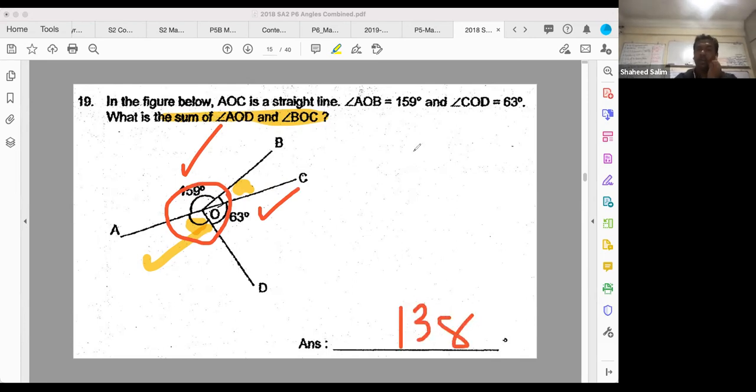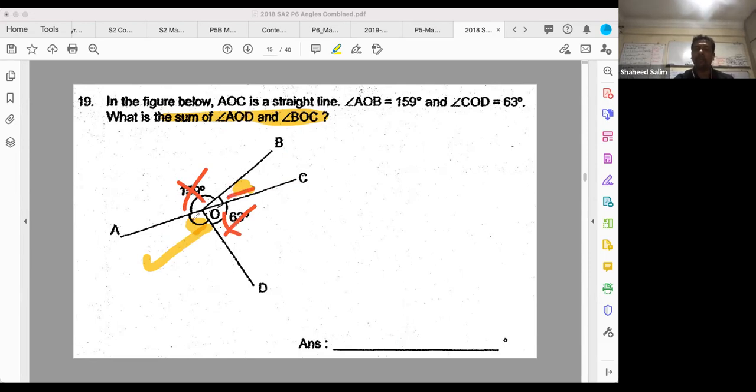You don't believe, you try using a calculator. 360, because the whole thing is 360, you minus this one, you minus this one, you get 138 for both of these. Okay.